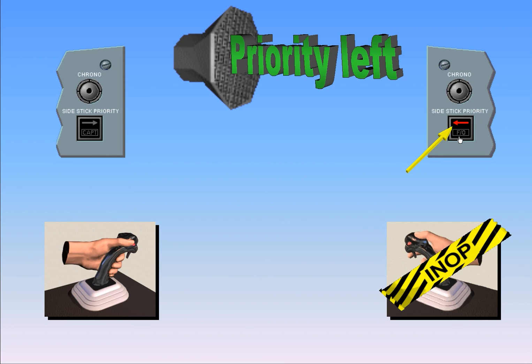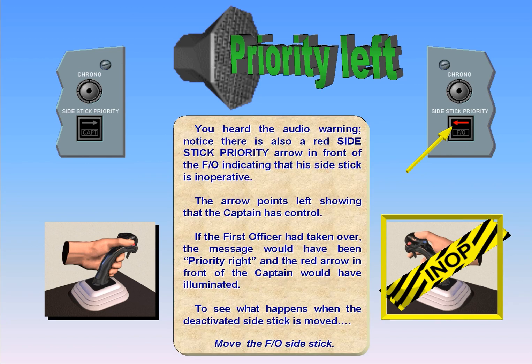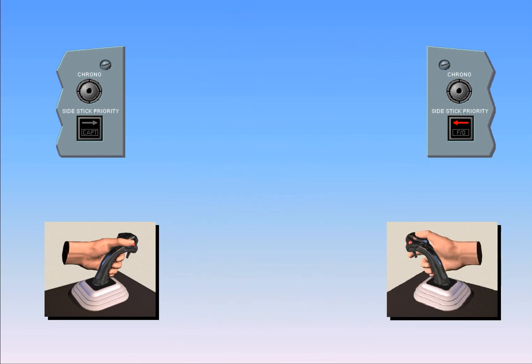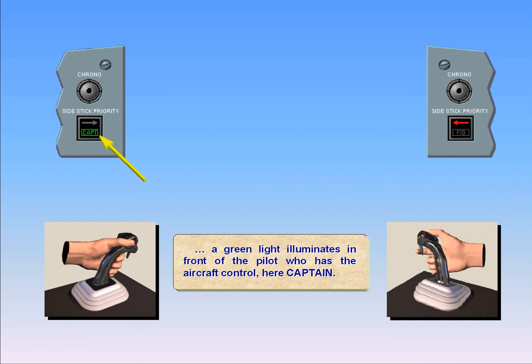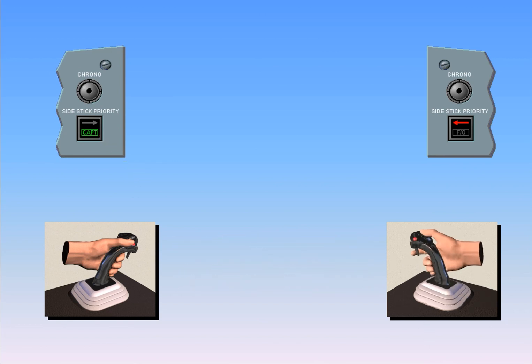To see what happens when the deactivated side stick is moved, move the first officer's side stick. A green light illuminates in front of the pilot who has the aircraft control. Here, Captain. As soon as the deactivated side stick is returned to neutral, the green light extinguishes. If both pilots press their takeover push buttons, the pilot who pushes last, even by a split second, gets the priority. If it is necessary to deactivate the opposite side stick permanently, press and hold the takeover push button for at least 30 seconds.